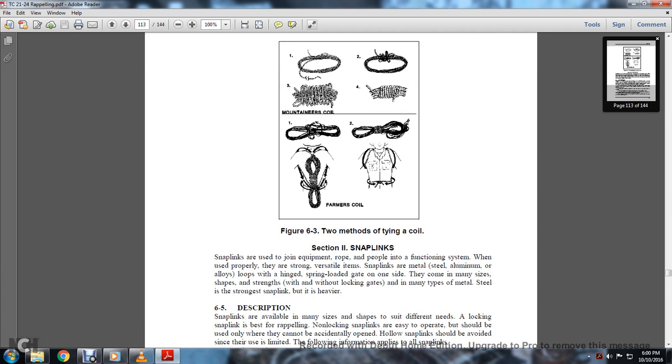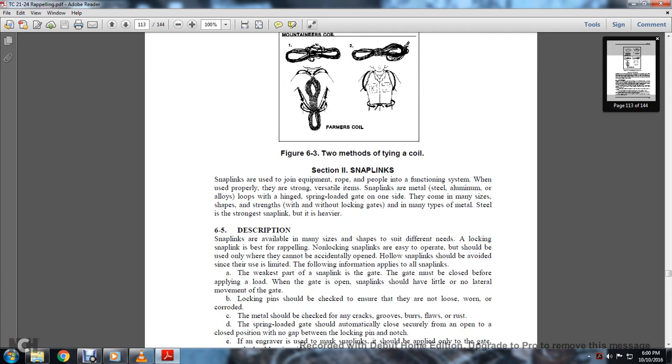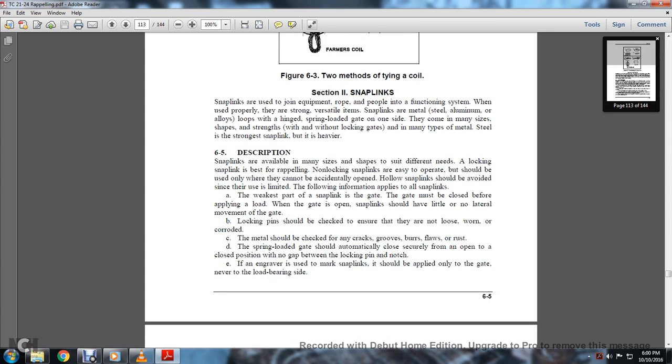Snap links are used to join equipment to the rope in the rope system when used properly. They are strong and versatile. Snap links are metal, steel or aluminum alloy loops with a hinged, spring-loaded gate on one side. They come in many sizes, shapes, and strengths, with or without locking gates, and in many types of metals and steel. The stronger the snap link, the heavier it is. Snap links are available in many sizes and shapes to suit different needs.